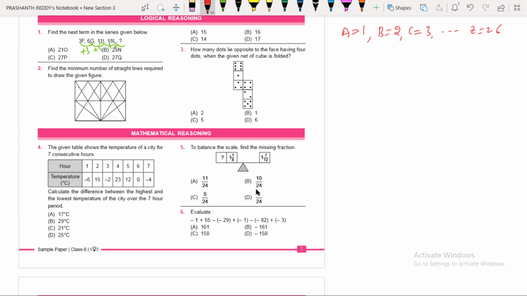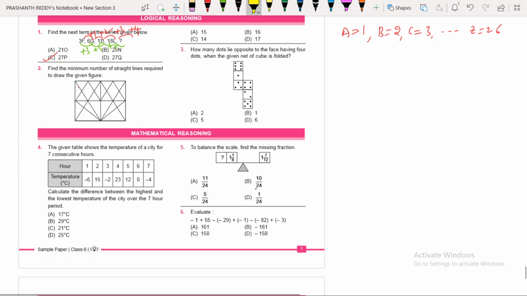A means 1, B means 2, C means 3 and so on, Z means 26. Now observe here, F means how much? 6. G means 7. 6 becomes 7, so plus 1 is added. Then 7 becomes 9, so plus 2 is added. 9 becomes 12, so plus 3 is added. To get the answer, we should add plus 4. L means 12, and 12 plus 4 means 16. The 16th letter is P. So 27P is the answer for this question.